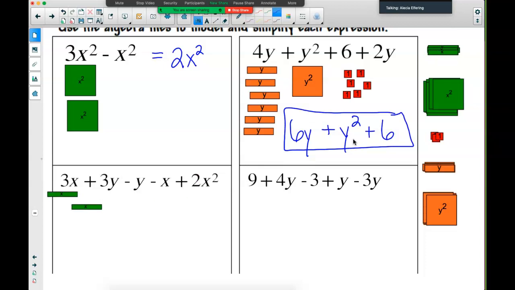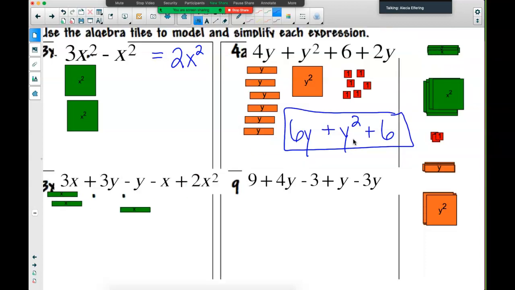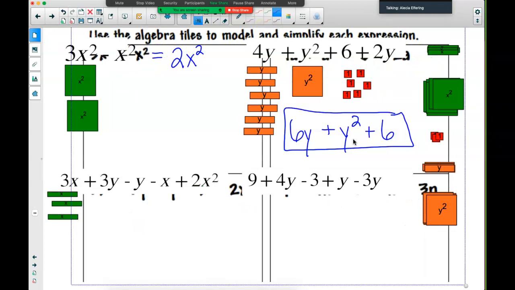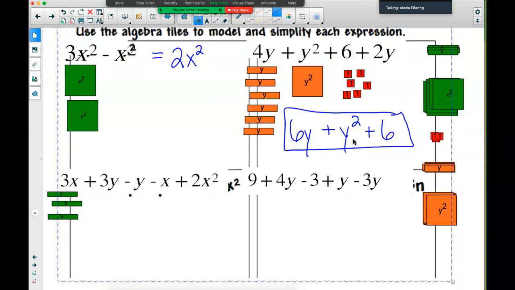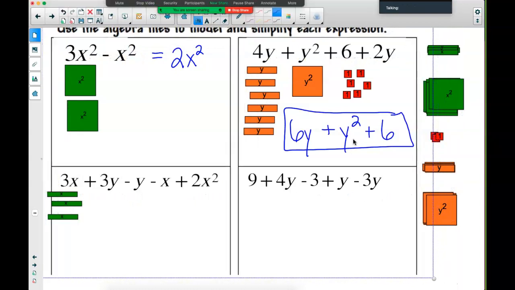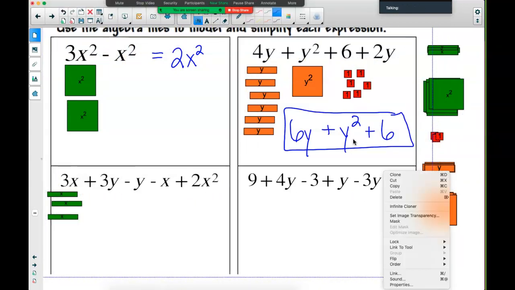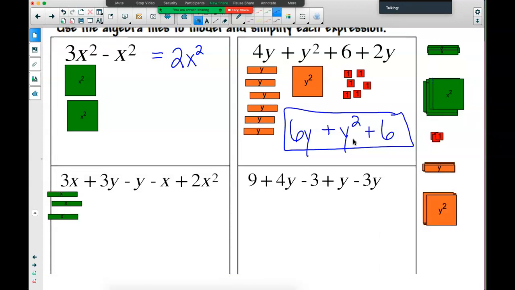So at home, draw your 3 x's under the 3x. Whoa! My whole thing moved. That was not supposed to happen. There we go. Okay. What do I need after the 3 x's? Jada? 3 y's. So there's 1, 2, and 3. Okay, then it says minus a y.